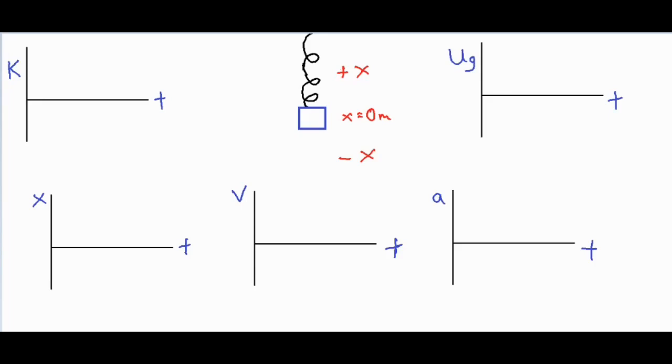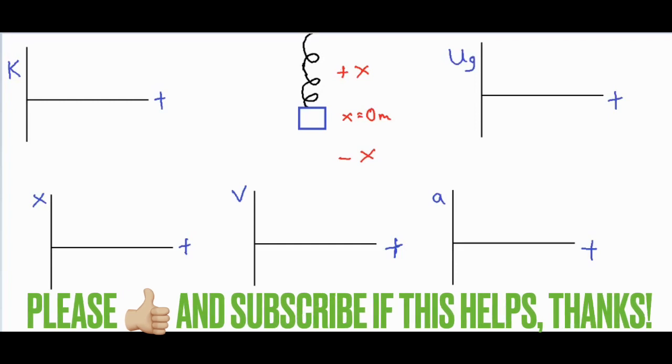Now, although this is a specific scenario, we have a block hanging from a spring vertically, it does apply to a lot of other situations that are similar, such as a pendulum or a block on a spring horizontally. There's going to be some slight differences for those, but you're going to use the same types of skills and ideas. So let's go over a few ideas before we start drawing up our first graph.